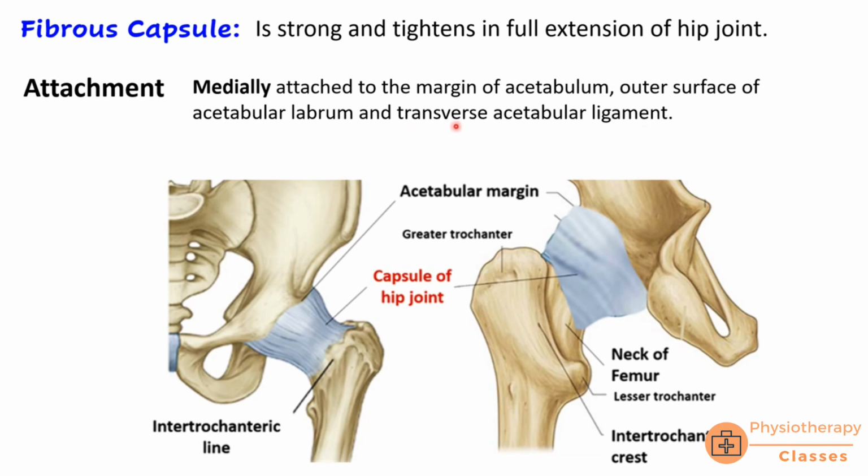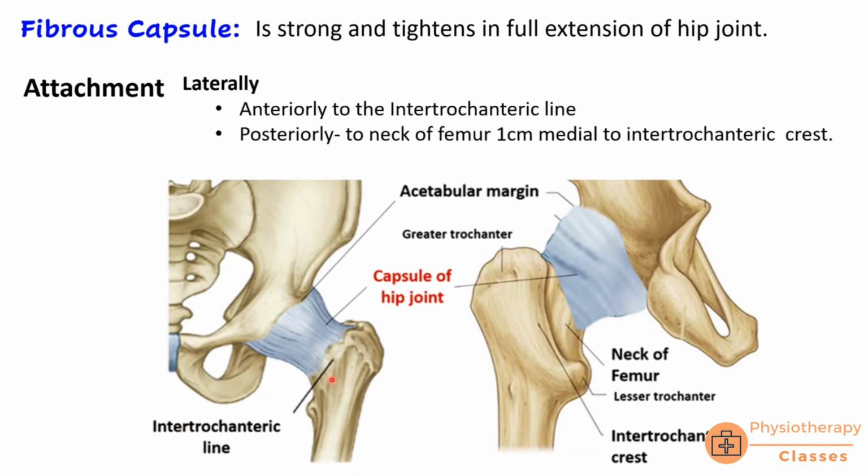So it will be attached also to the transverse acetabular ligament, which bridges the gap between the lower ends of the margins of acetabulum. Now let us look at the lateral attachment. Laterally it will be attached here onto the femur. So this is the anterior side. Here we can see this is greater trochanter, this is lesser trochanter, right? And between them there is an intertrochanteric line.